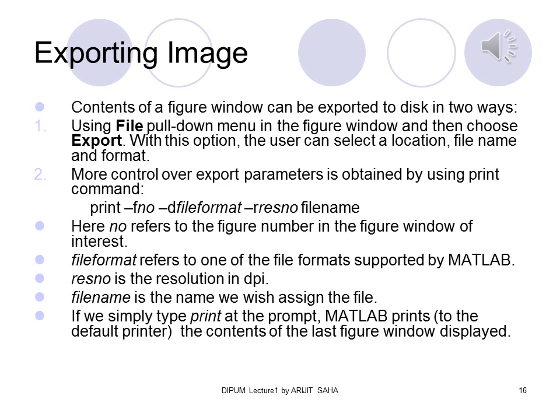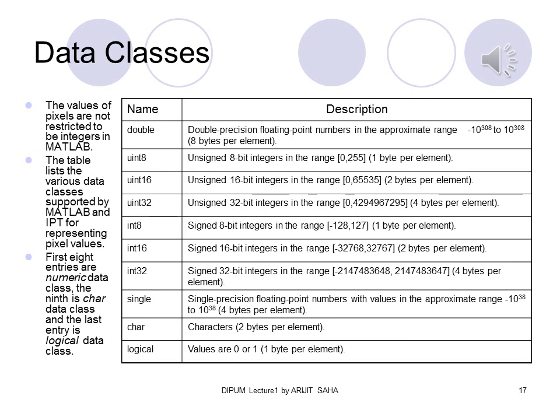These are the data classes specified in MATLAB. The values of pixels are not restricted to the integers in MATLAB. The table by the side lists the various data classes supported by MATLAB and IPT for representing the pixel values. You can see over here the names: double, unsigned integer 8, unsigned integer 16, unsigned integer 32, signed integer 8, signed integer 16, signed integer 32, then single, char, logical. These are all the data classes.